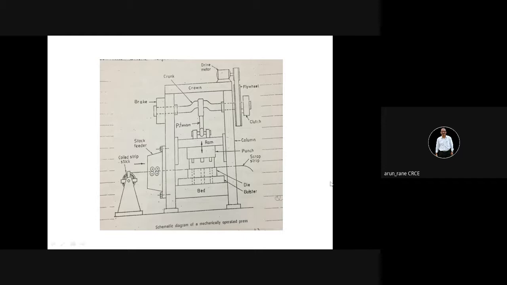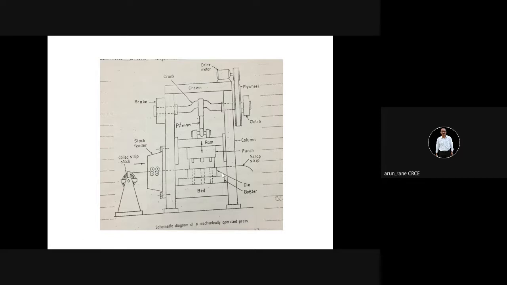Yeah, so this is what a motor is, and from the motor the drive goes to the pulley, into the flywheel and then to the crank. This rotary motion is conducted with the help of a crank and connecting rod, and this is a fitment which is used for joining your crank and ram. So this is moving and this is your fixed.